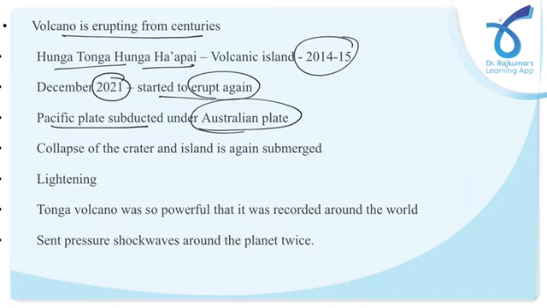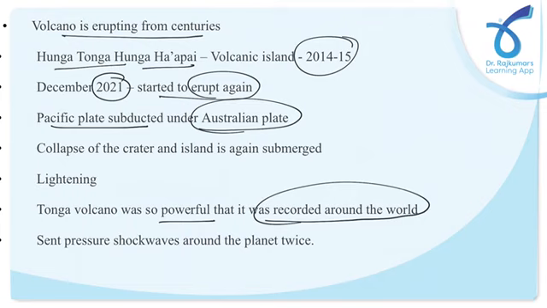is present. Now the eruption was so violent that lightning was produced. Also the sound was heard thousands of kilometers away in Alaska. Now this Tonga volcano was so powerful that it was recorded around the world. So we can see that many of the waves traveled across the ocean water and reached different parts of the world, like Japan, North America, South America, as well as Australia.